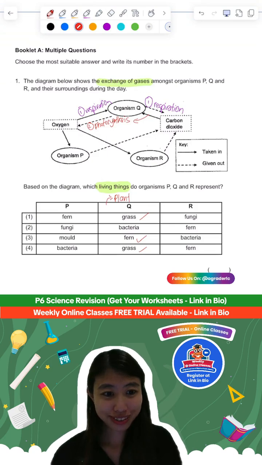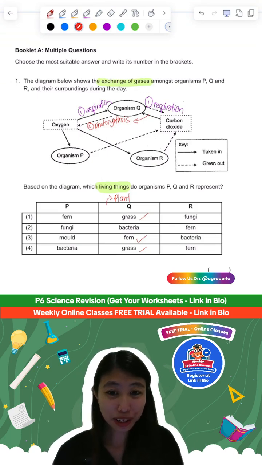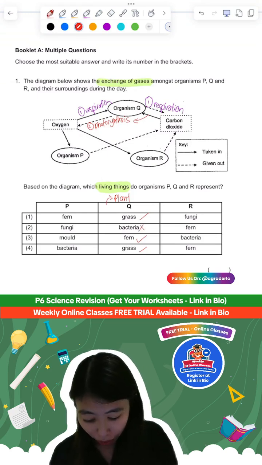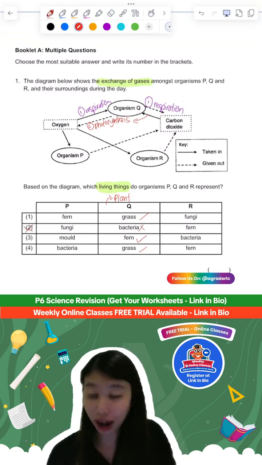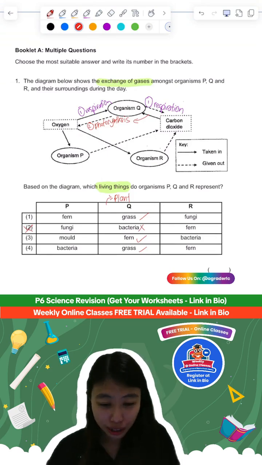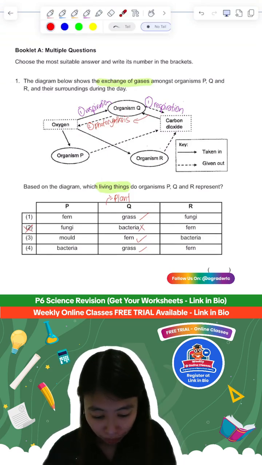What about bacteria? Okay, bacteria is not a plant. Very good. So option two is already out. We are left with options one, three, four. Now let's look at organism P and organism R.